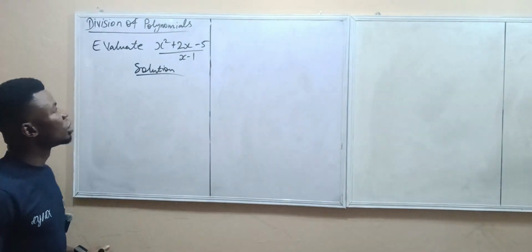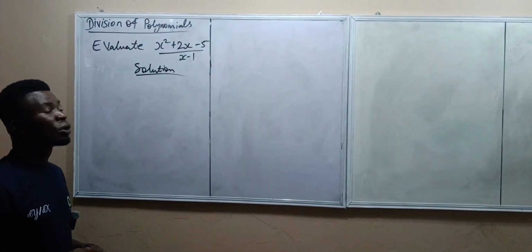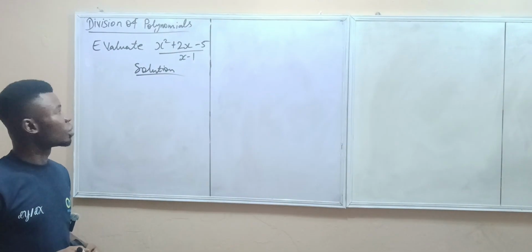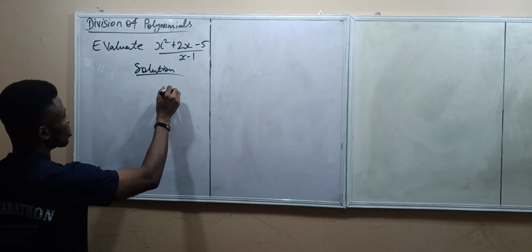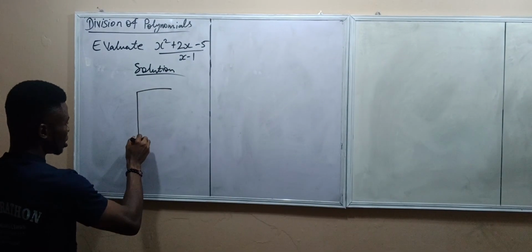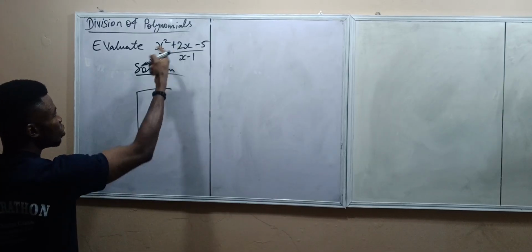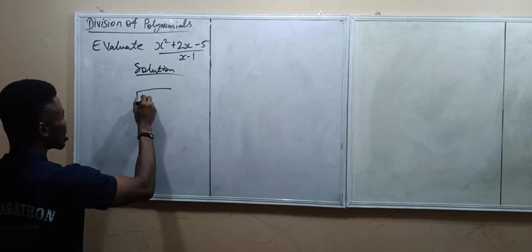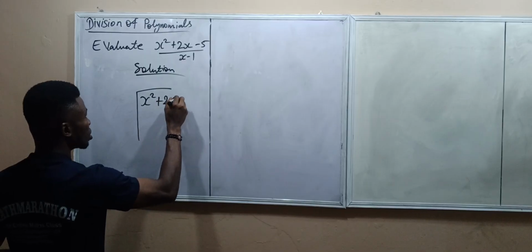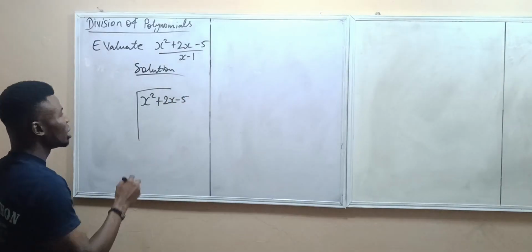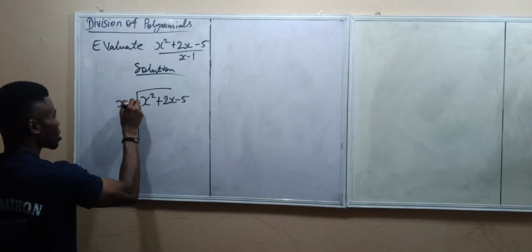So to divide polynomials, we use what we call the long division method, which is to draw something like this. Then you put the polynomial, which is the numerator, inside. And then the divisor outside, x minus 1.